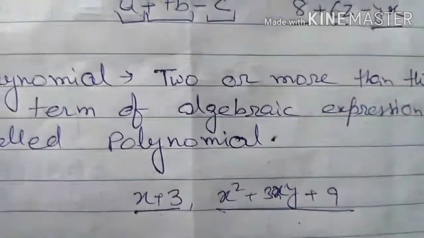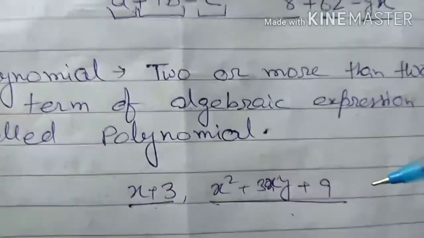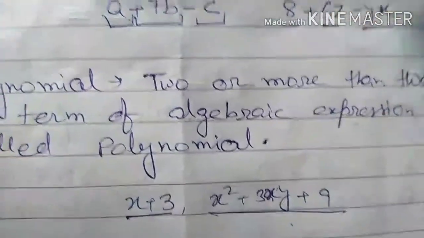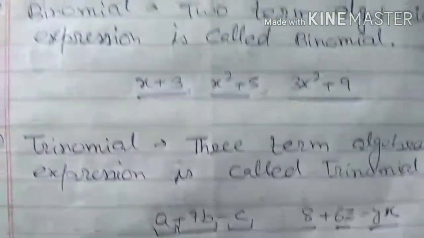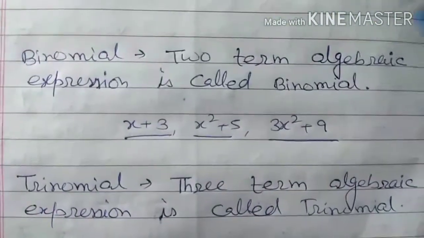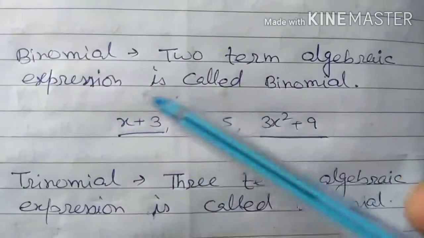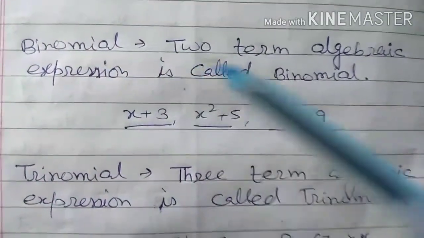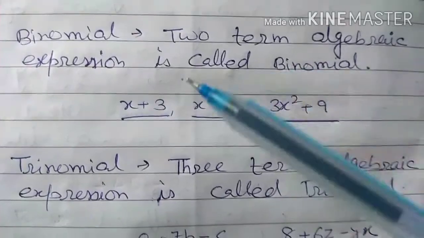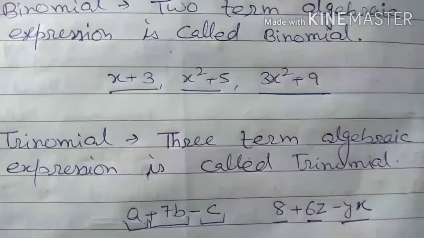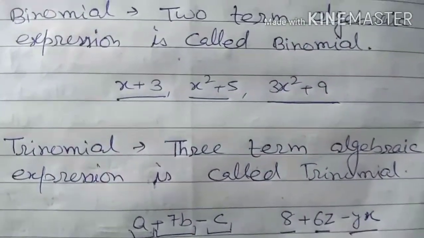But to express that further, you can also say binomial if there are two terms in the algebraic expression. If there are three terms, it's called a trinomial.